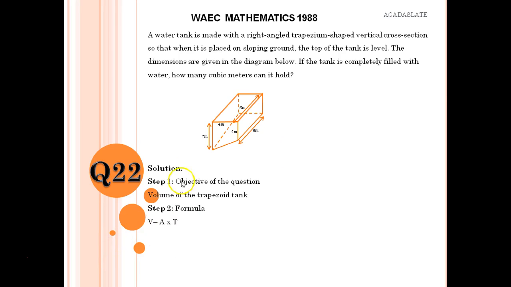Now let's look into it. We say that volume is area times T, which represents the thickness. The area of a trapezium is half (A plus B) times H, where A and B represent the two parallel sides of the trapezium. Any way we want to choose, we can call this one A and this one B, while this one represents the height of the trapezium.